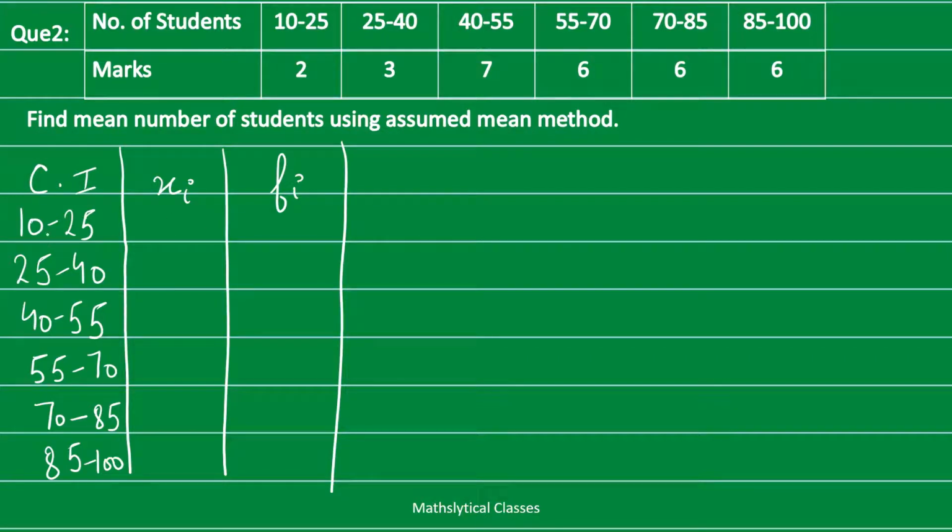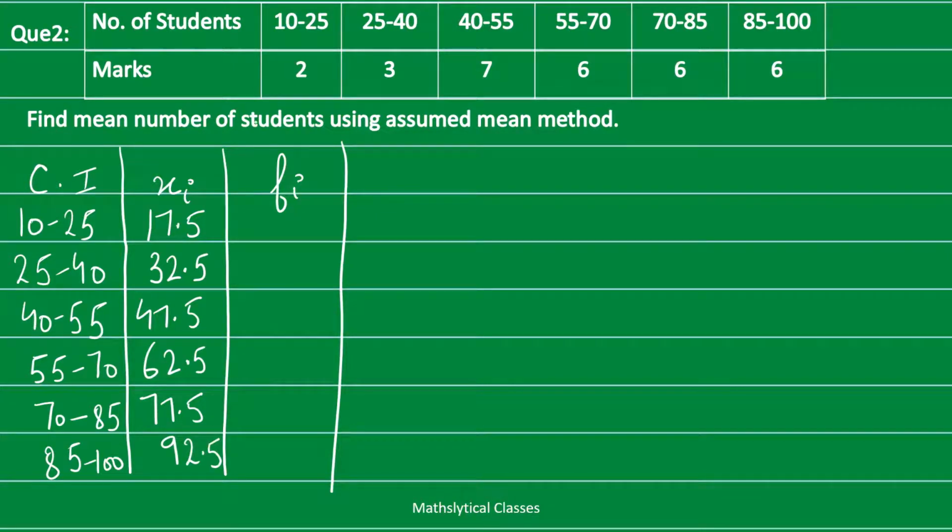See the midpoint of 10 to 25. You can add 10 and 25, which is 35, and 35 divided by 2 is 17.5. Similarly here, the midpoint will be 25 plus 40 divided by 2, so it is 32.5. Then it will be 47.5, then 62.5, then 77.5, and 92.5.